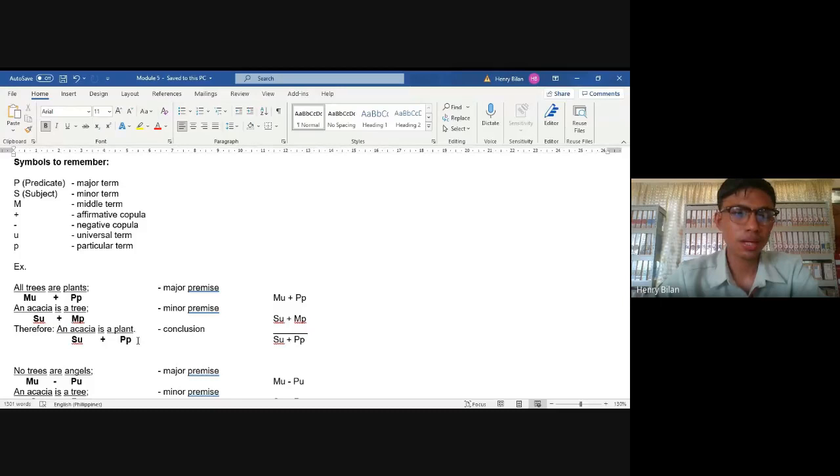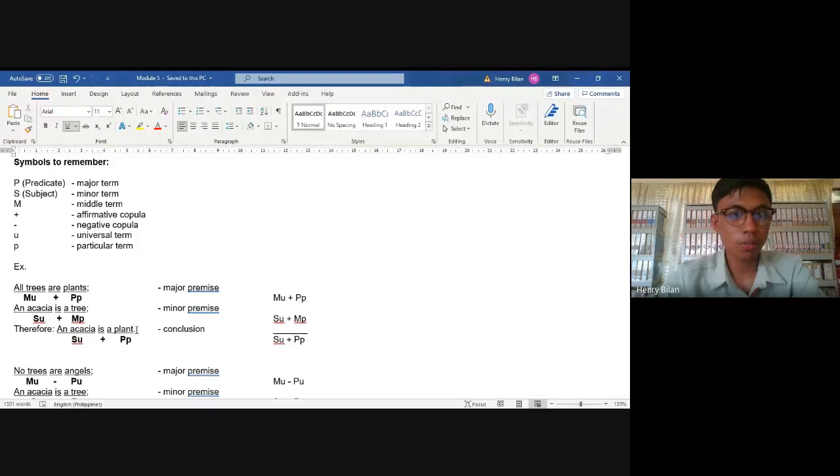Para maintindihan mo, bakit siya naging particular? Okay. A term is particular if it is only a part of the whole. Ang term ay particular siya kung siya ay bahagi lamang ng kabuuan. Okay? Bahagi lamang siya ng kabuuan. So it is not the totality, it is not the whole of it. It does not include everything. It is just part of the whole. It's like this one, a plant. Okay? It's just a plant. So it is a part of many plants, of all the plants in the universe.